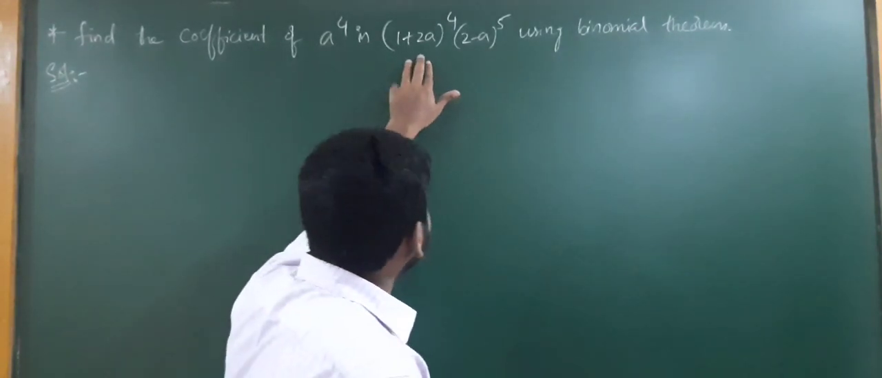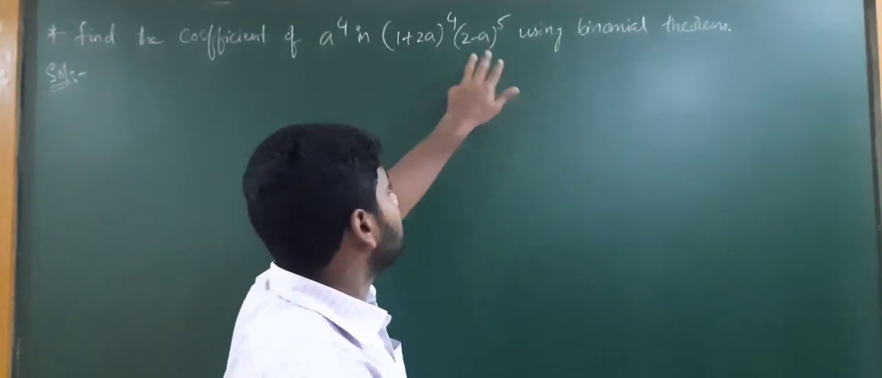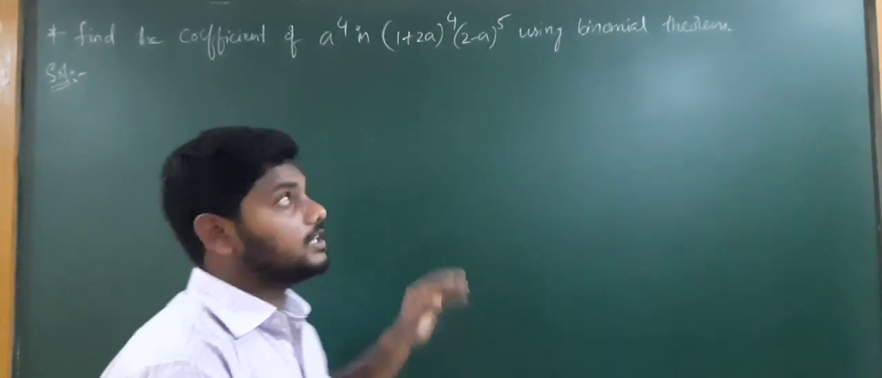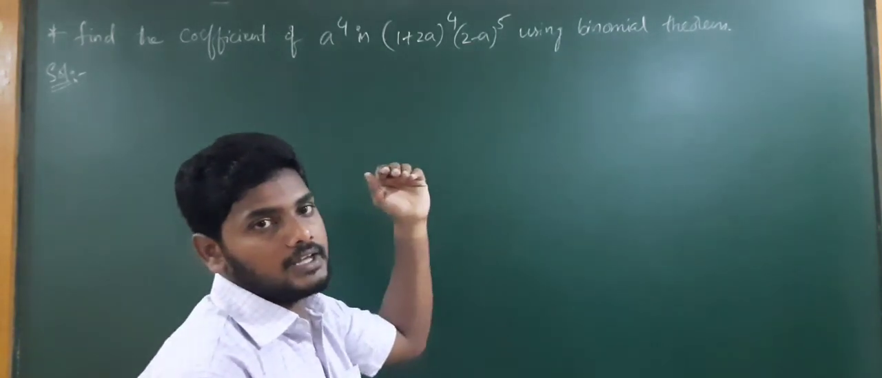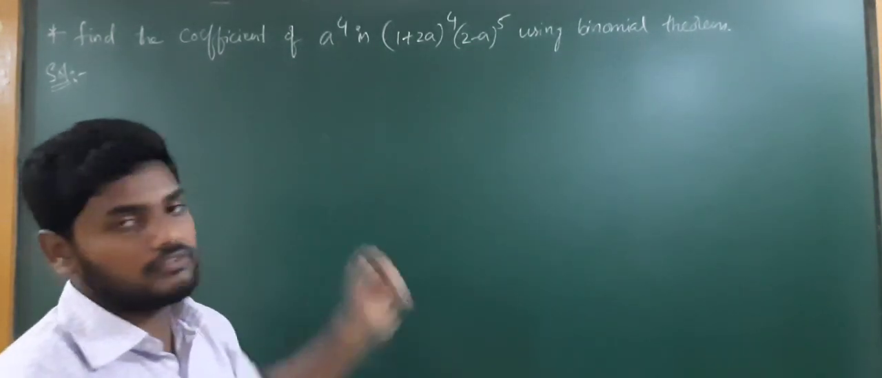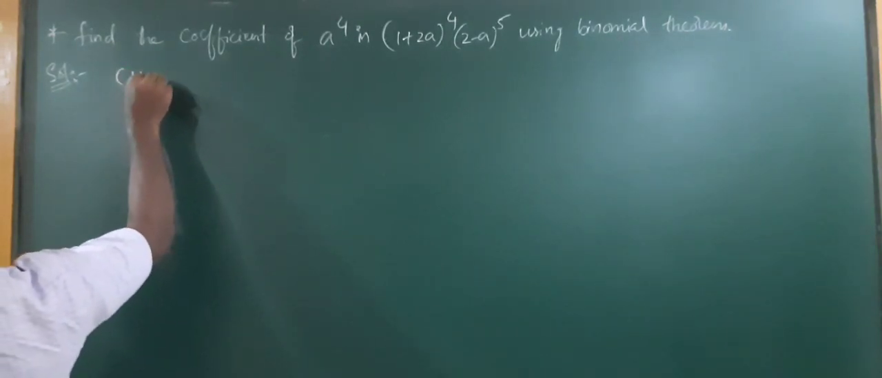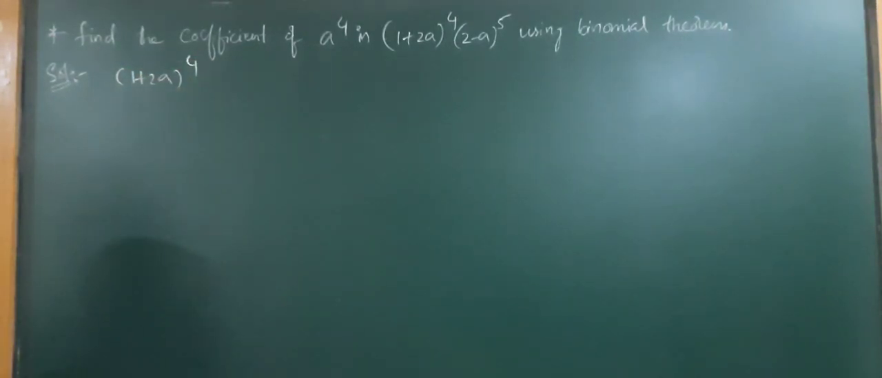So separately we need to find (1 + 2a) to the power of 4 and after that (2 − a) to the power of 5. And after we get the expressions and terms from this one and this one, we will multiply them. In that we need to find the coefficient of a to the power of 4. So first we will consider (1 + 2a) to the power of 4.